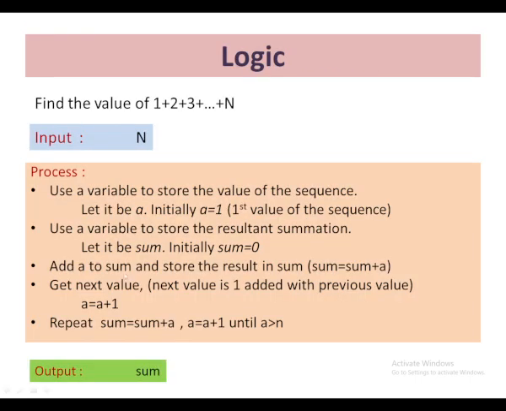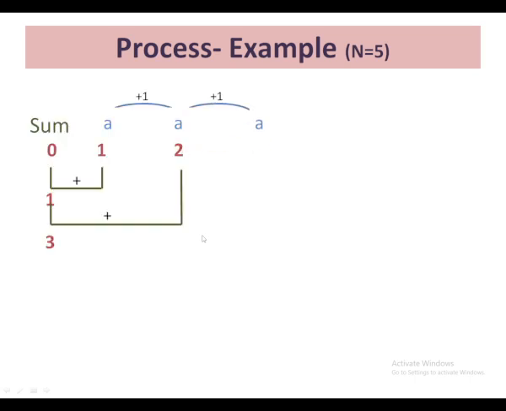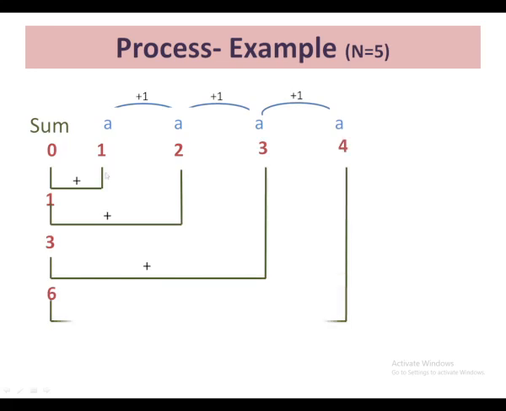So let me also explain this process for n is equal to 5. As you have seen, sum is initialized to 0, a is initialized to 1, and I am repeatedly processing sum equal to sum plus a and a equal to a plus 1 until a is greater than n. So remember this. Let me show you here. Sum is 0, a is 1.